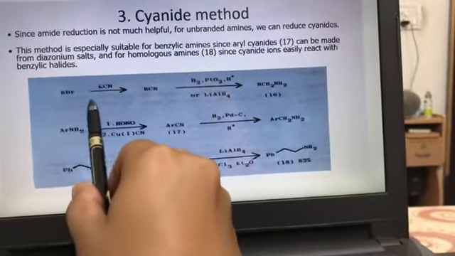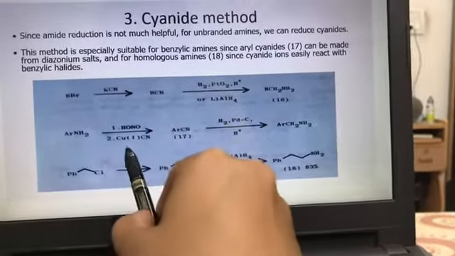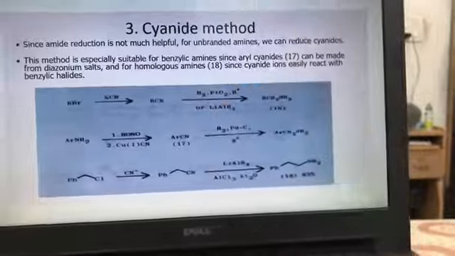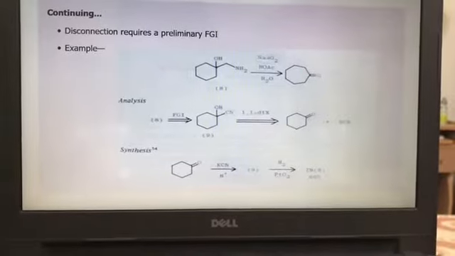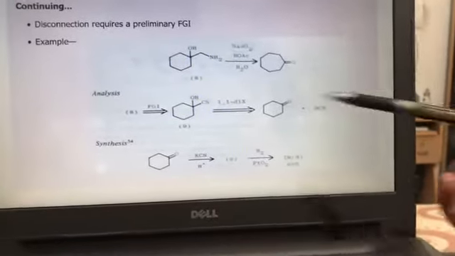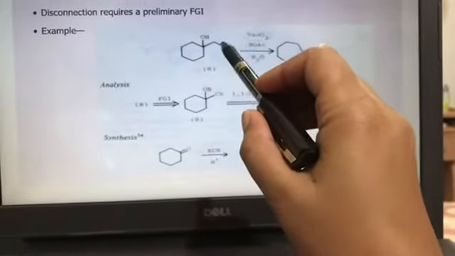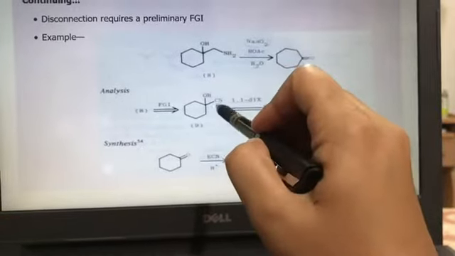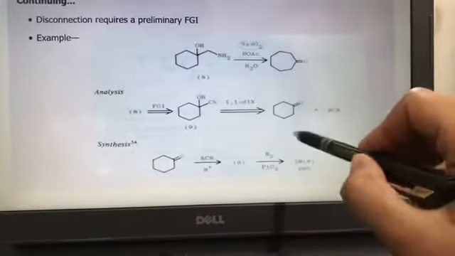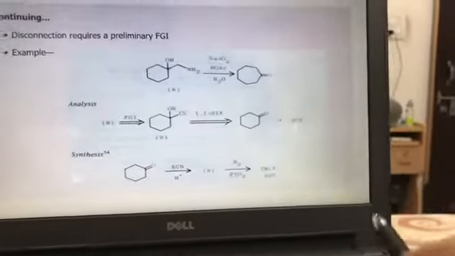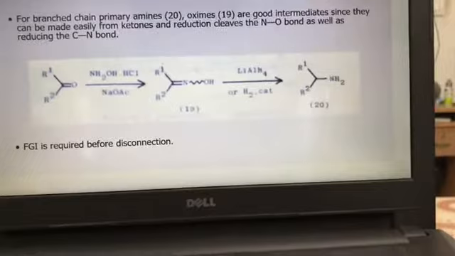Alkyl halide on reaction with cyanide can give us alkyl cyanide, and aromatic amines upon diazotization can give us aryl cyanide. FGI is also required for the disconnection of amines through cyanide. Upon using FGI on this target molecule through here, we can get this cyanide, and this disconnection results in the formation of a ketone, and HCN as the cyanide source, and thus we can form the target molecule.